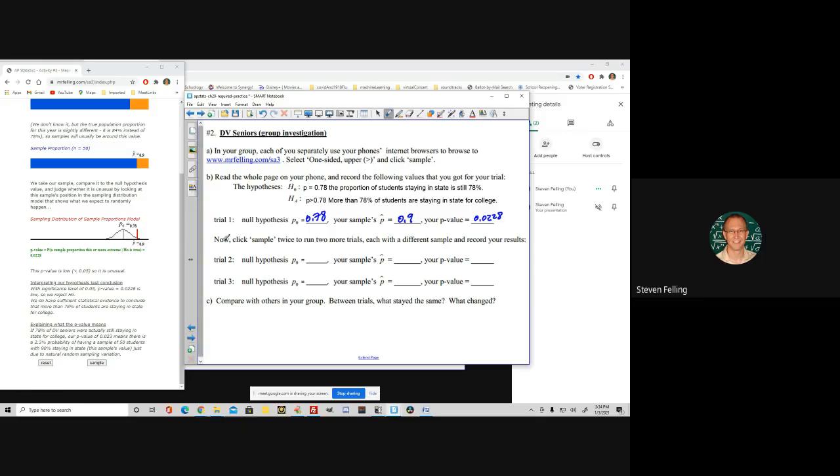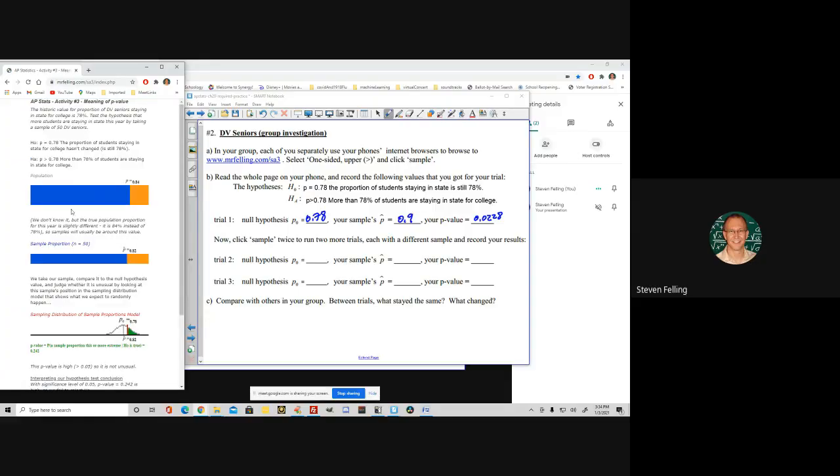Okay, so then we're going to click this twice again. So you can do this with me at home. I'm going to click sample again. Now, the write-up here is the same. It's the same problem. So our null hypothesis has not changed. It's still 78%, right? But because I took a different sample of 50 seniors, I've got a different percentage. In this sample, it happened that 82% of the seniors stayed in state for college.